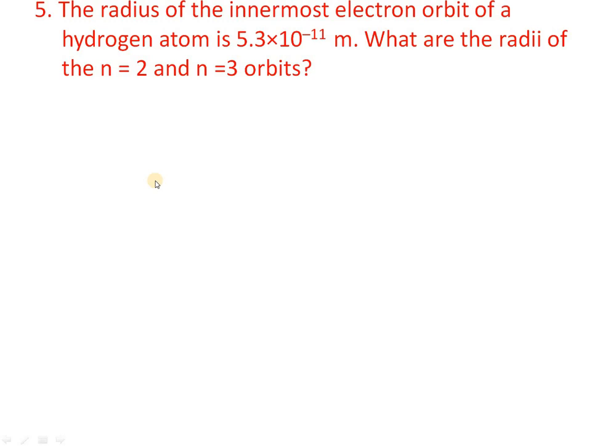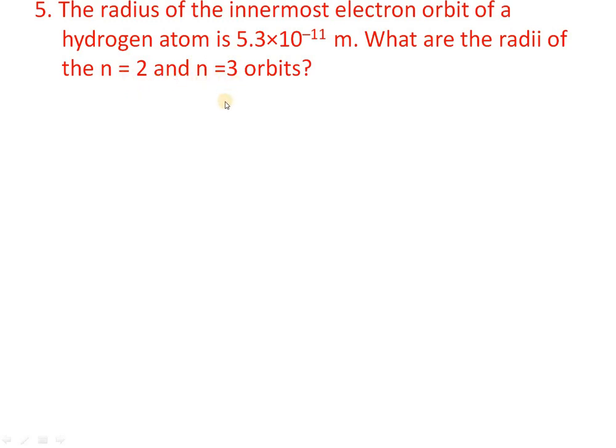It is a standard value. We already know it. Its value is 0.53 angstroms. Since 1 angstrom is equal to 10^-10 meters, it is also equal to 5.3 × 10^-11 meters. This is already given in the problem. So using this, we have to find out the radii of n = 2 and n = 3 orbits.